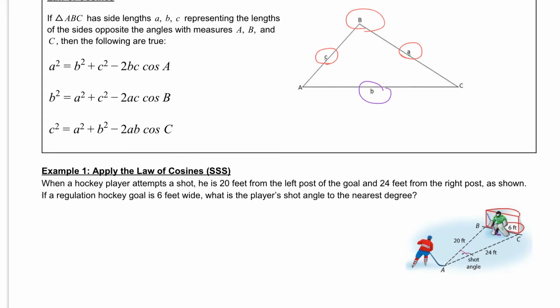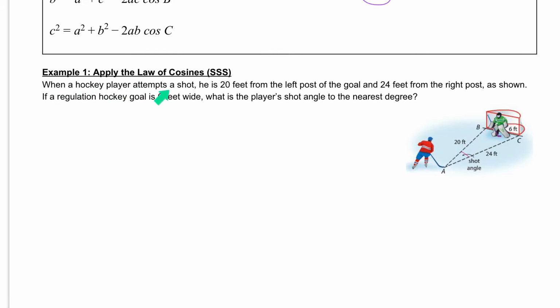So let's take a look at example 1. It says, when a hockey player attempts a shot, he is 20 feet from the left post of the goal, so that's right here, and 24 feet from the right post, which is right here. If a regulation hockey goal is 6 feet wide, so we know this side is 6 feet, what is the player's shot angle to the nearest degree? So we're looking for this angle A right here. Using the law of cosines, we can help us find angle A.